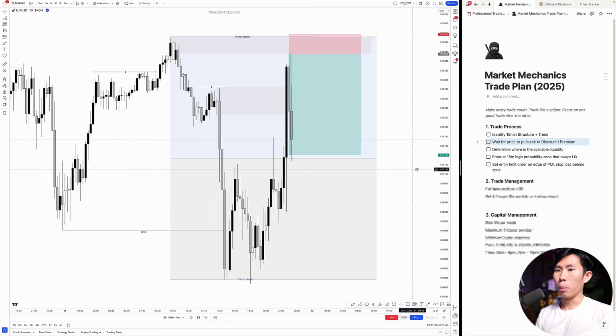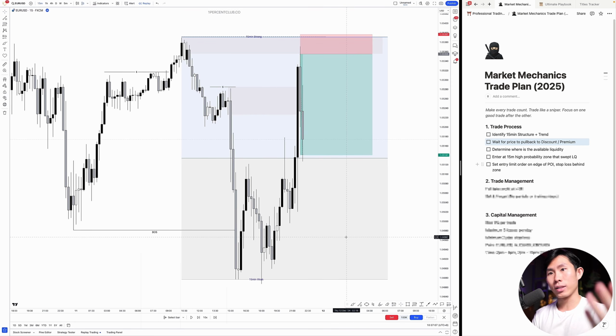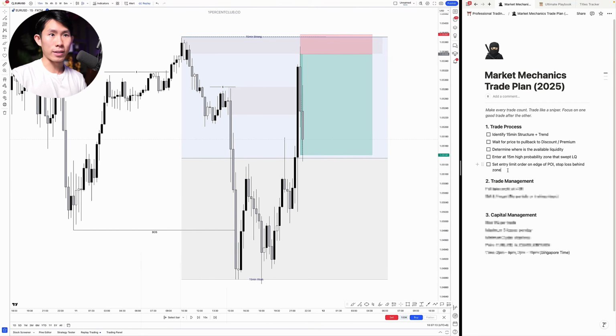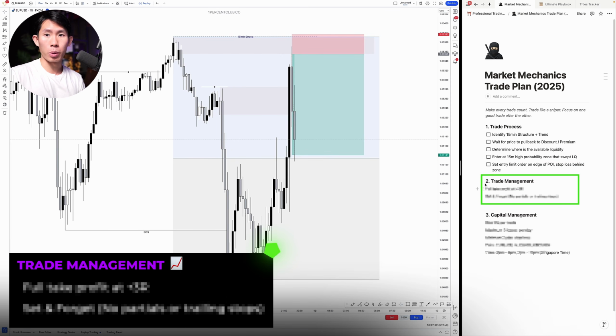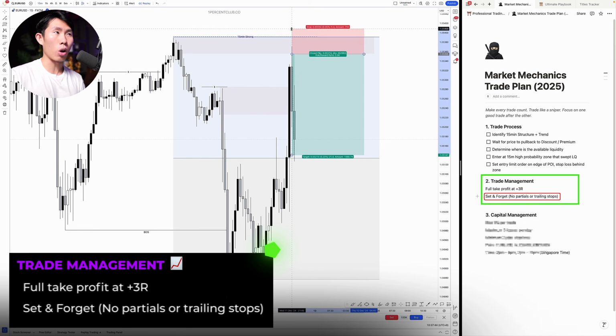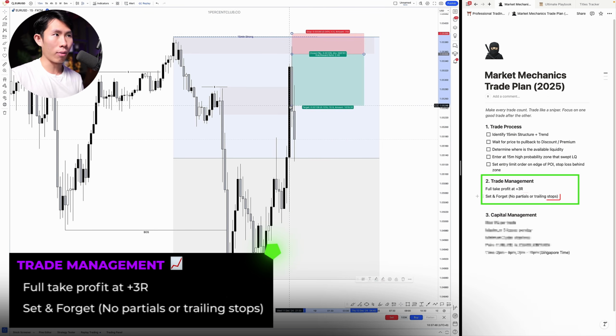What's next? Before I go and show you more examples, I want to explain to you what are the rules that we have inside this simplified trade plan. So this is the trade process right here, which I've already explained to you. And this is the trade management rules that we have, which states that we are taking full take profit at 3R itself. Okay, and we are also going for the set and forget method. That means we are not trailing our stop loss, we are not moving our stop loss, we are not taking partial profits whatsoever.